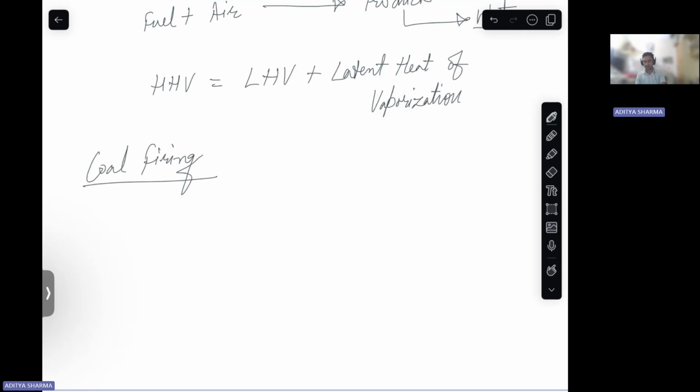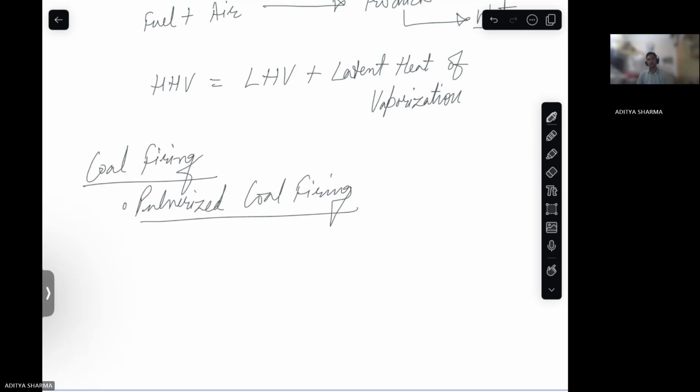Then there is one type of firing, that is pulverized coal firing. So what happens in pulverized coal firing? Basically, the coal we have, we crush it, right? We crush this coal, and in this form we use coal for firing. So that is your pulverized coal firing.